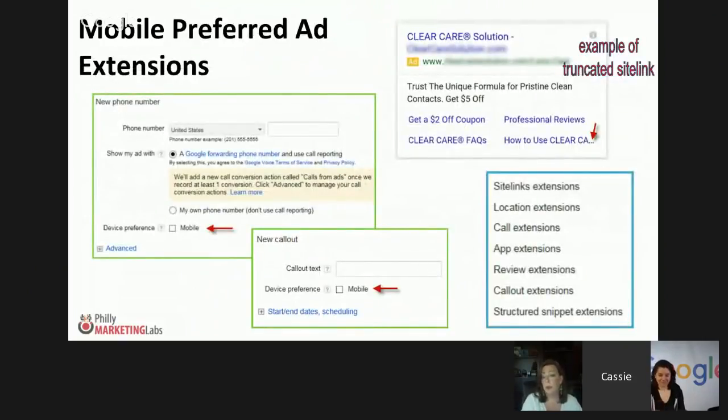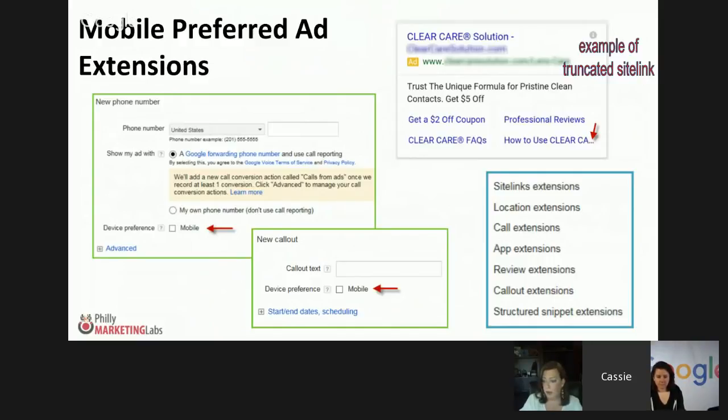Okay, and then the same goes for extensions. I think every extension except the review extensions has a mobile preferred version. So there are definitely cases where you're going to want to go with a mobile preferred version, for instance, with site links. You can see at the top right where we have a site link that has been truncated. It didn't fit well on a mobile device, where on a desktop that would be a complete site link. So here's a case where you might want to use a shorter site link for mobile than you would for desktop.